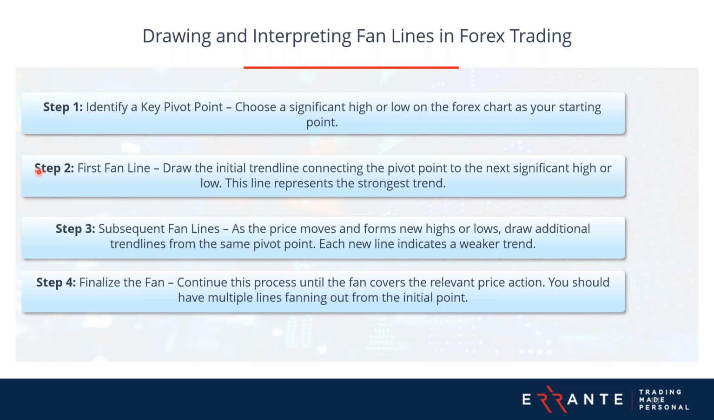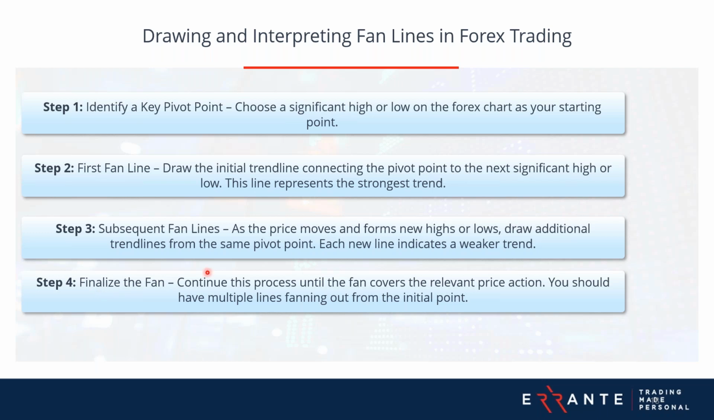But at step 3, the subsequent fan lines, because as soon as we see a penetration through the first line, we see the market is going to make a new high or new top, if it's a downtrend line, and then we will be able to adjust our trend line. But to have fan lines, we don't adjust our first line or our original trend line, but instead we draw a new line. So we draw an additional trend line from the same pivot point. Each new line indicates a weaker trend because you see the slope of the new trend line is going to decrease. So it means the market is waning, is losing its momentum. So then we need to finalize the fan.